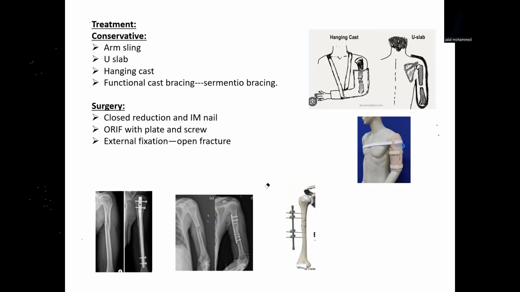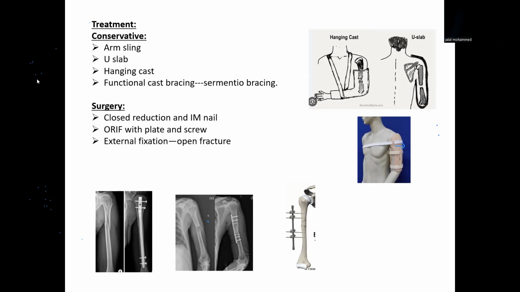If you feel the patient is going to have complications, then you can always go for surgery in the form of closed reduction and IM nail, intramedullary nail, open reduction with plate and screw, or external fixator. If you see here, we have fixed the fractured humerus with an interlocking nail, here with a plate. And if the patient has a burst injury or open fracture, we can go for external fixation.